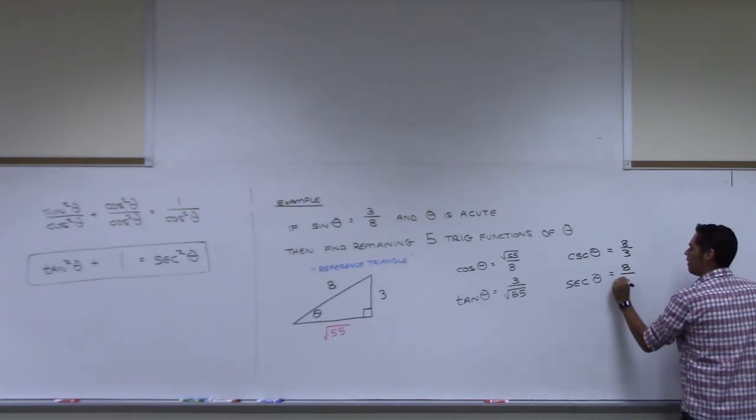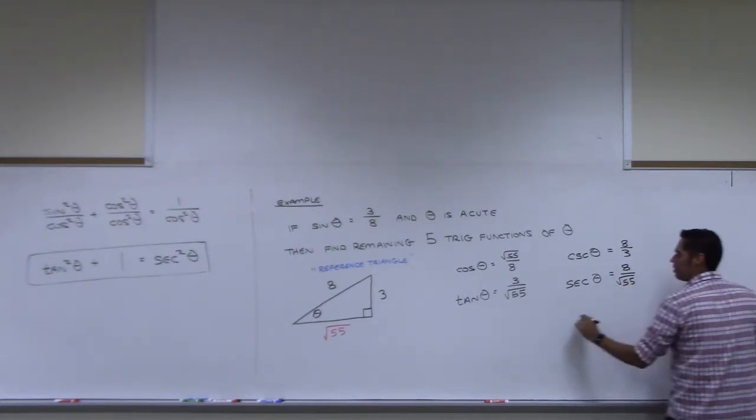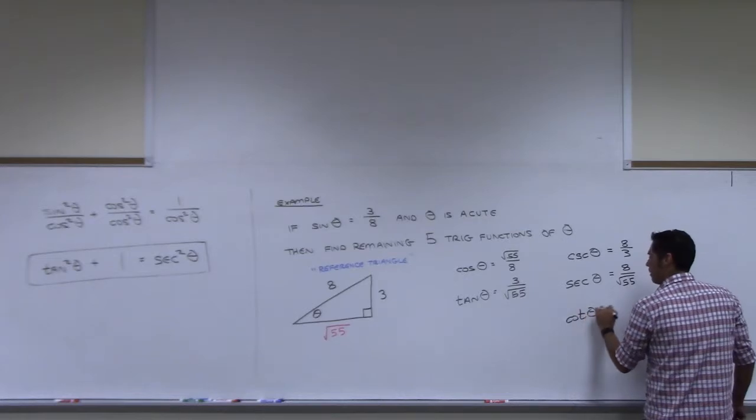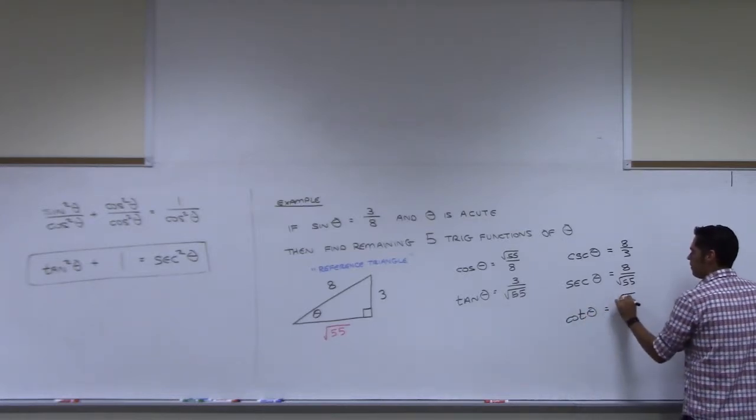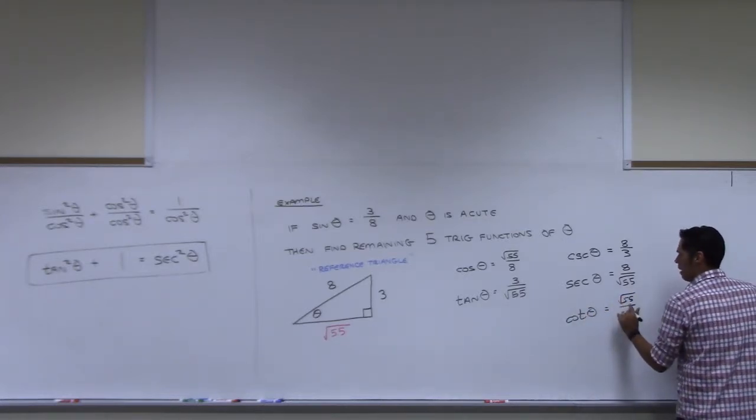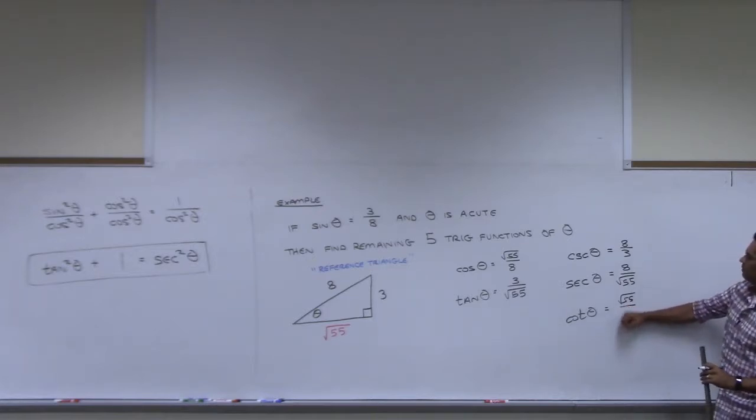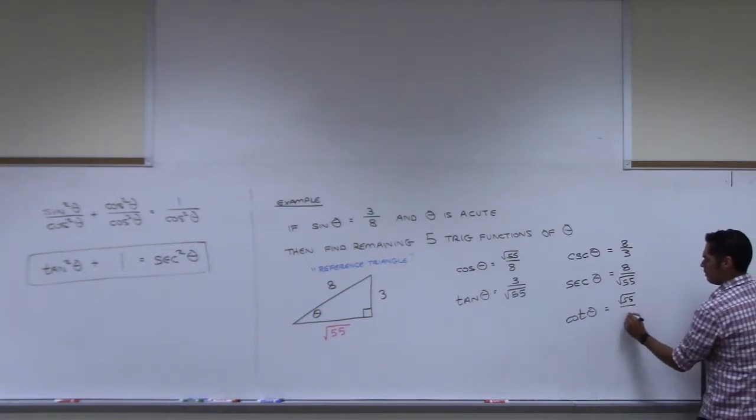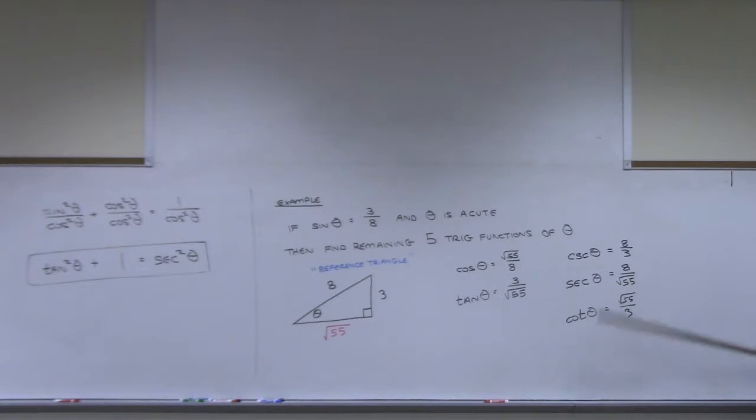8 over root 55. And then cotangent is root 55 over 3. Did I get this right? 3. I'm not even paying attention to what I'm doing. Flip that over, flip that over, flip that over. Okay, we're good.